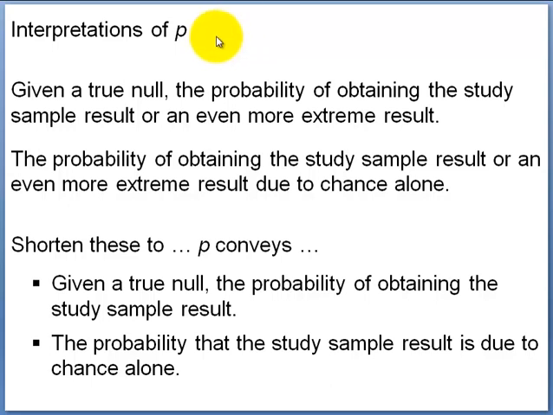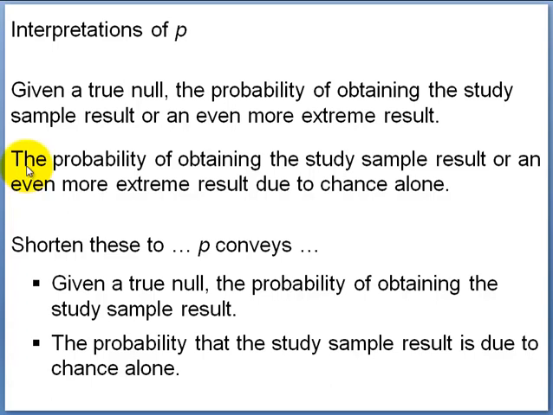Let's talk a little bit more about how to interpret P, that is the probability given by a significance test. This interpretation has already been presented to you. It conveys, given a true null, the probability of obtaining the study sample result, or an even more extreme result. Another interpretation of P is that P conveys the probability of obtaining the study sample result, or an even more extreme result, due to chance alone.